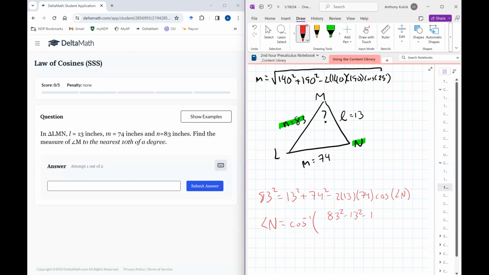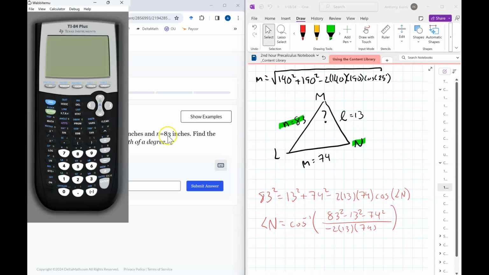So I'm going to do that all in one step. Is that okay, Joey? I figured the algebra is not the issue. Okay, so let's see what that comes out to be.